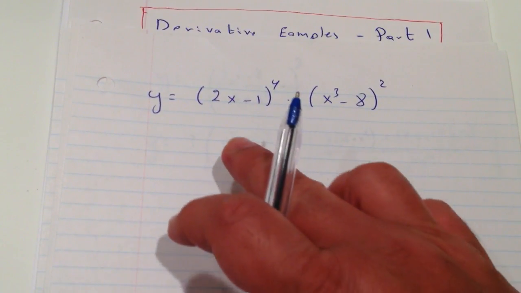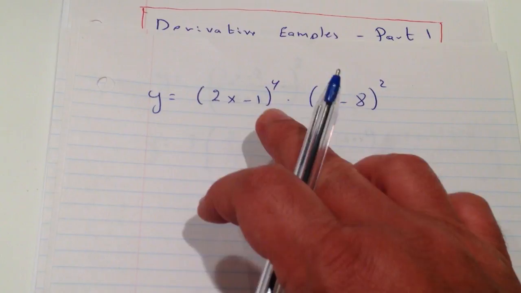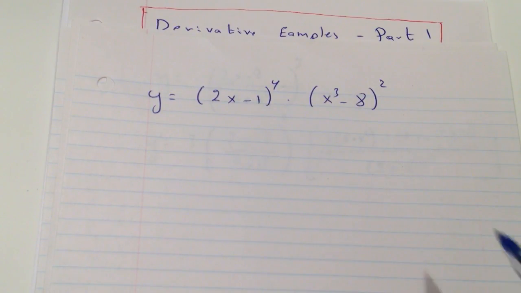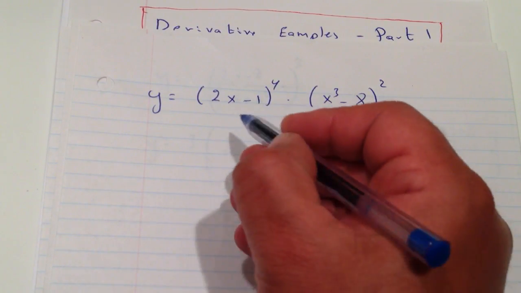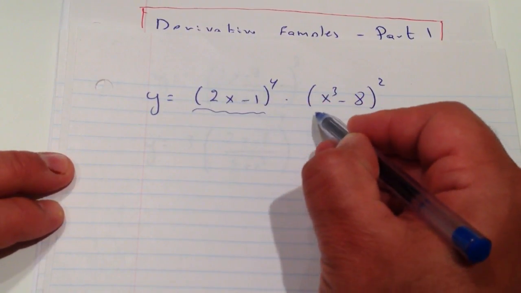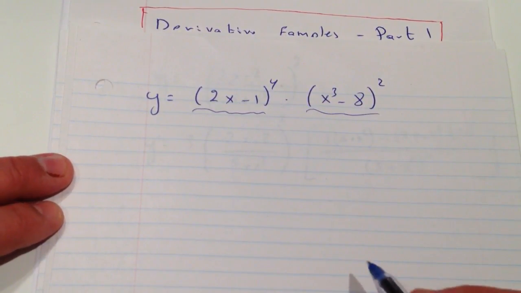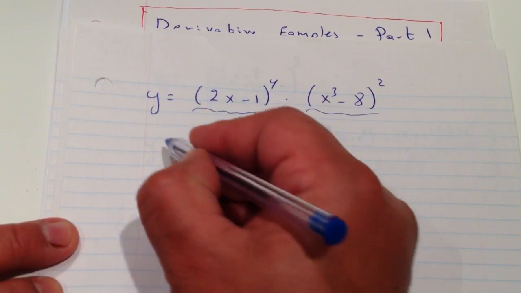I have another example. Y equals (2x minus 1) to power 4 multiplied by (x cubed minus 8) to power 2. So here we have two functions multiplied by each other. So we'll apply the product rule.